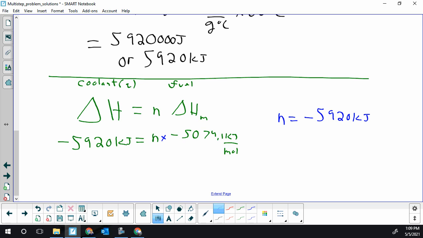Minus 5,920 kilojoules divided by our molar enthalpy. This is why we converted our Q before from joules to kilojoules, so that they would later cancel out with our molar enthalpy, which was in kilojoules. We have moles on the bottom of the bottom, so that's equivalent to moles to the -1 to the -1, which is just moles.